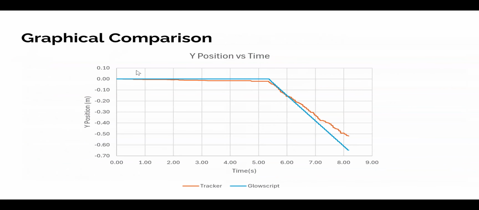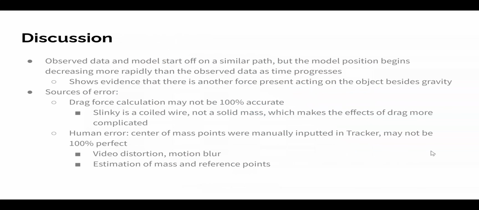And so here's a graphical comparison between the data of the two, where the orange line is the Tracker data, and then my blue line is the GlowScript data. And so, as you can see from that graph, the observed data and the model start off on a similar path, but as time progresses, the model position begins decreasing more rapidly than the observed data, and this shows evidence that there may be another force present acting on the object besides gravity, or that I just didn't calculate drag force correctly, or accurately, I should say.